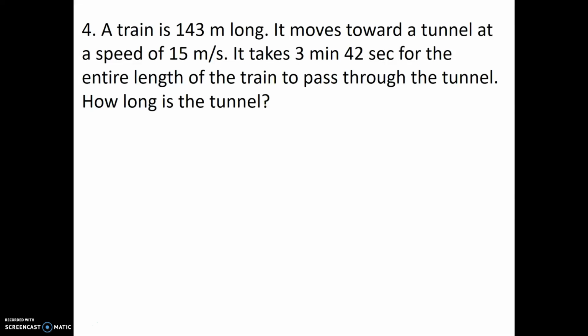Okay, let's do this together. All right, so it says a train is 143 meters long. It moves toward a tunnel at a speed of 15 meters per second. Let's just take a break here for a second and write our chart.